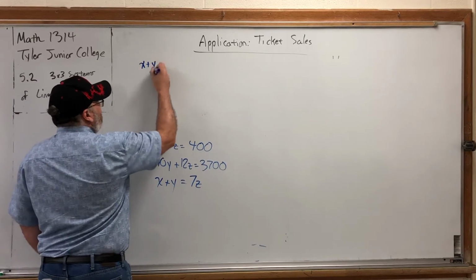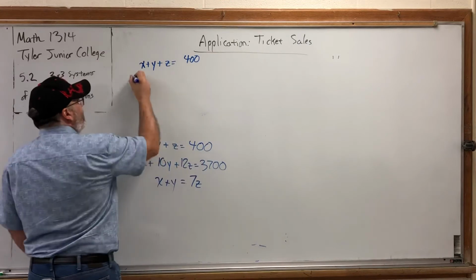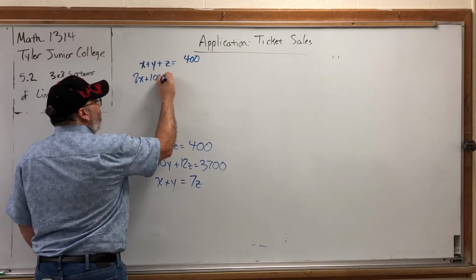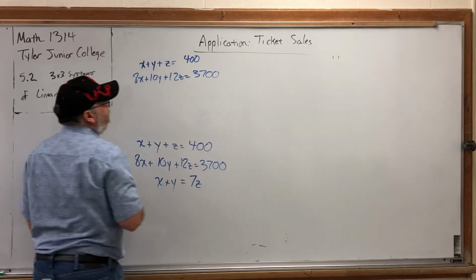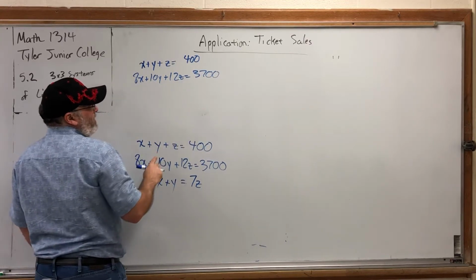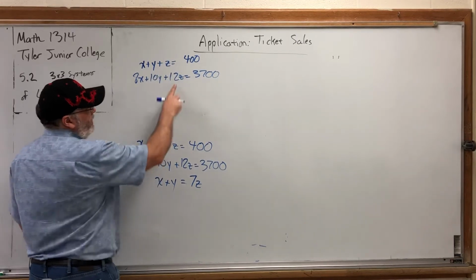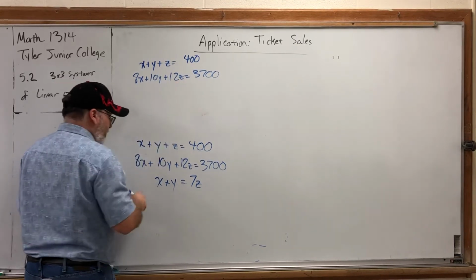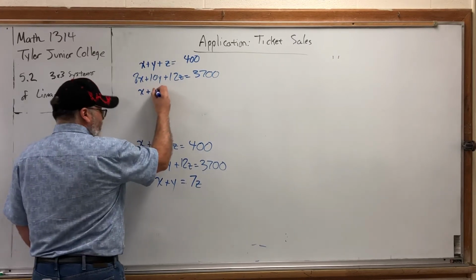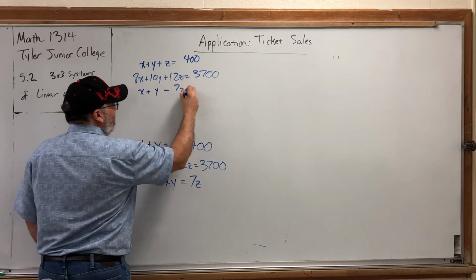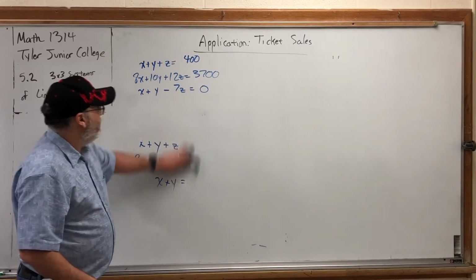First equation, x plus y plus z is equal to 400. Second equation, 8x plus 10y plus 12z equals 3,700. I think I've said this before, but in case I haven't, when I write my z's, I put a line through them so you know it's not a 2. That's a 2, that's a z. Third equation, if we put it in the standard form, x plus y minus 7z is equal to 0. All right, let's attack.